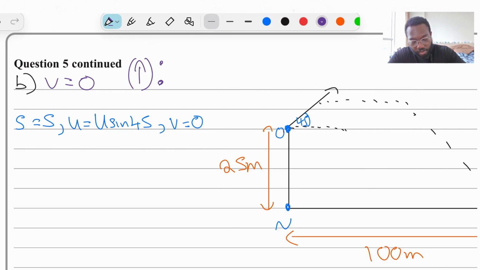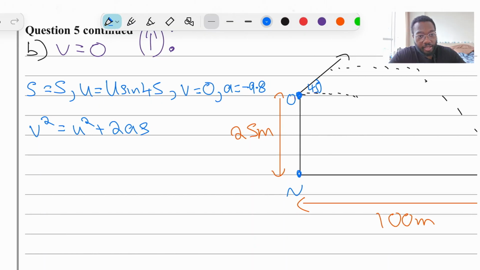So our acceleration will be a negative 9.8. Okay. So now we've got our S value, our U value, our V value, and our A value. Therefore, we'll use the SUVAT equation V squared is equal to U squared plus 2AS. And we know that from our previous question, we worked out what U is. U is 28. Therefore, we can just put that value in now.